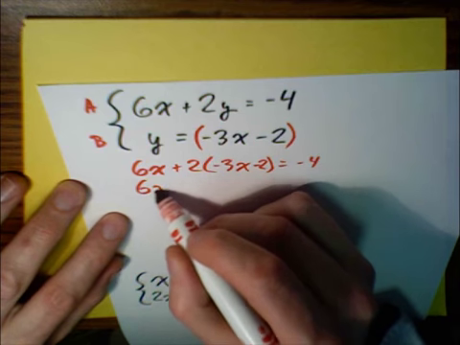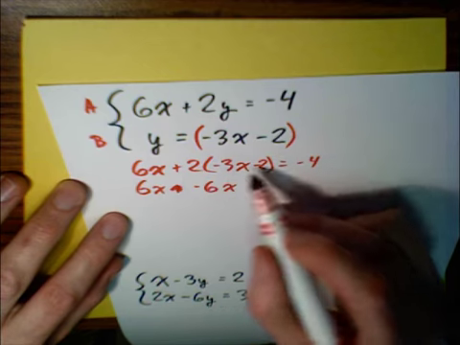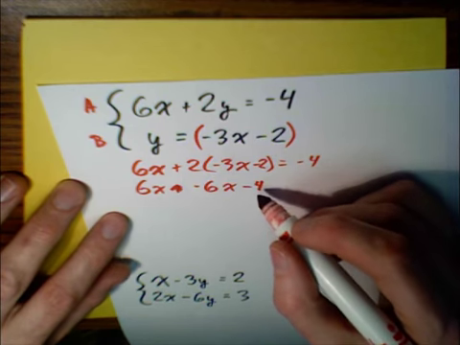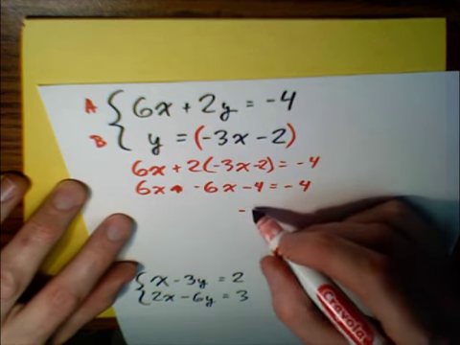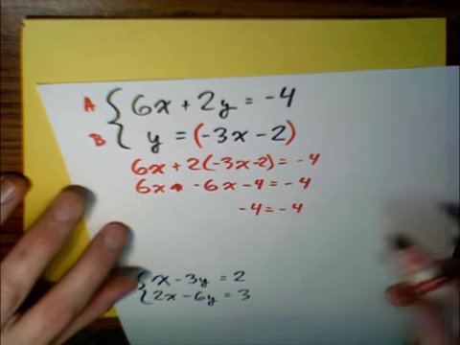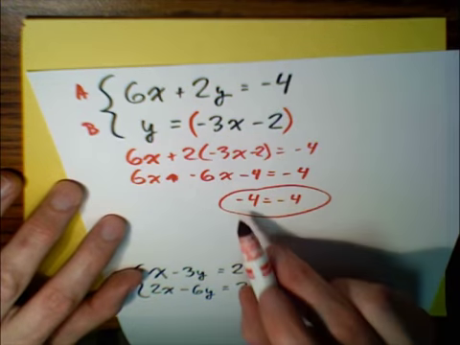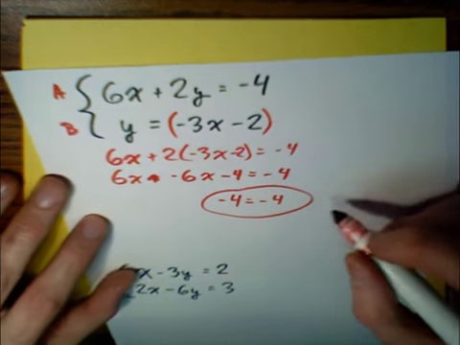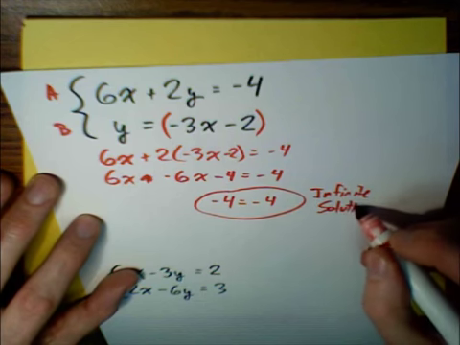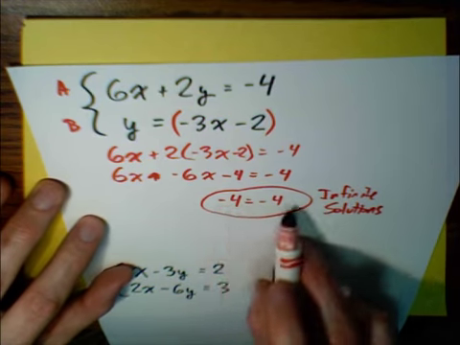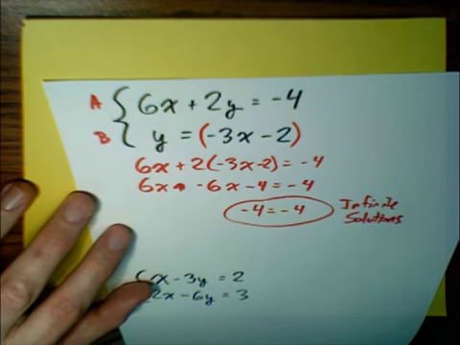So here we'll get minus 6x, and 2 times a negative 2 is a negative 4, equals negative 4. 6x minus 6x cancels out, and we end up with negative 4 equals negative 4. And what this means is that no matter what values of x and y we pick, negative 4 will always equal negative 4. So this has an infinite number of solutions, because this is a universal truth. This will always be true no matter what values of x and y we pick.